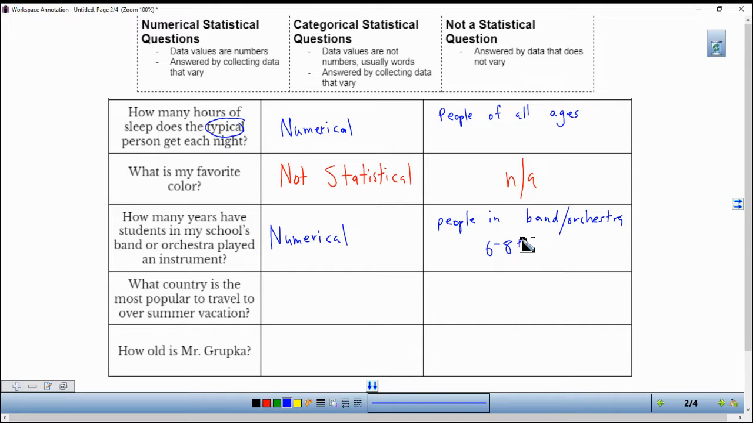6th through 8th graders. If you just ask 6th graders, that's going to cause the amount of years to be a little bit less because 8th graders may have played their instrument for a little bit longer. So you want to ask a variety of people there.